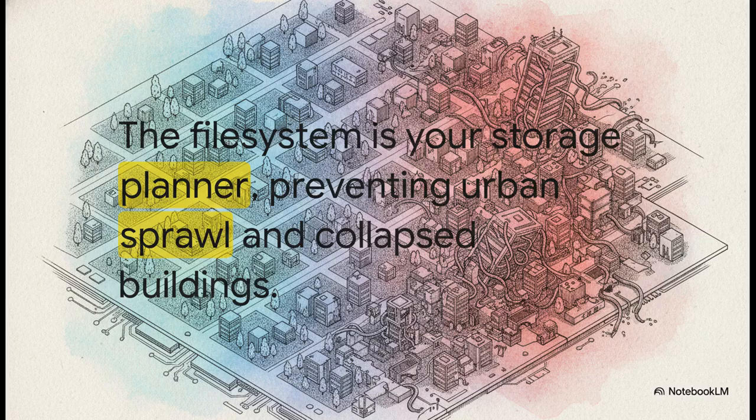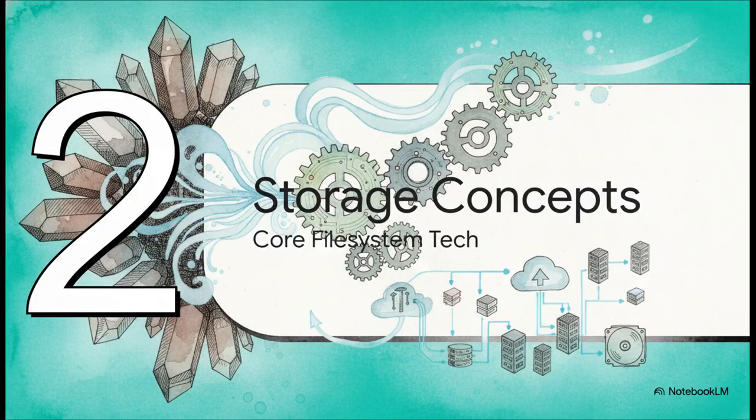It inevitably leads to urban sprawl, which we experience as fragmentation and performance stalls. Or worse, it leads to catastrophic metadata corruption, which is effectively a collapsed building if the power fails mid-write. Seriously, if you get this wrong, you're looking at latency spikes, massive snapshot sprawl, and entire data stores just going offline. All right, let's lay down some vocabulary in Section 2, Core File System Storage Concepts.